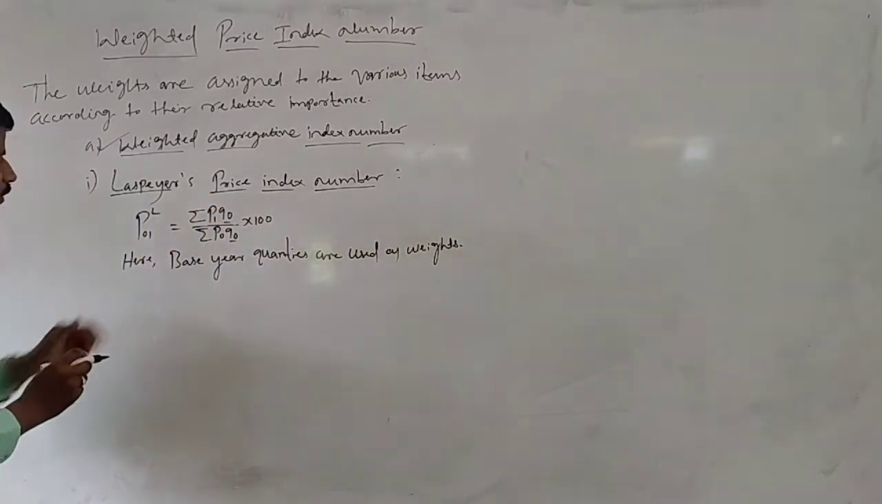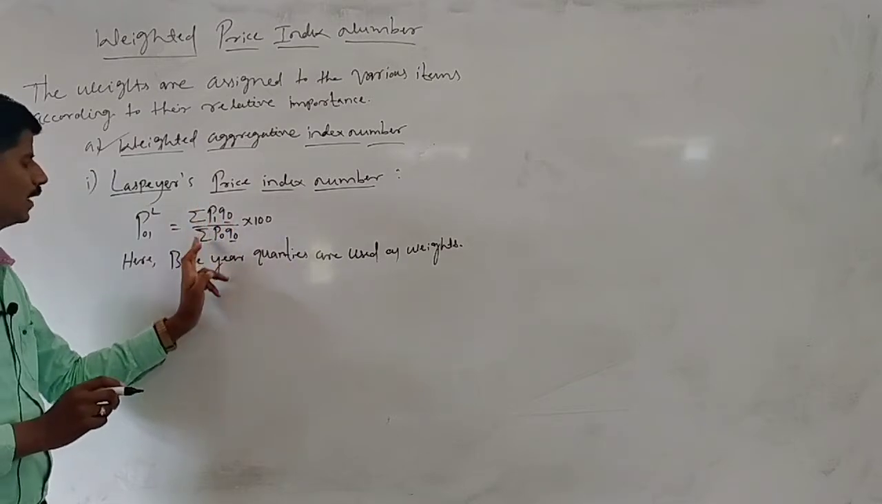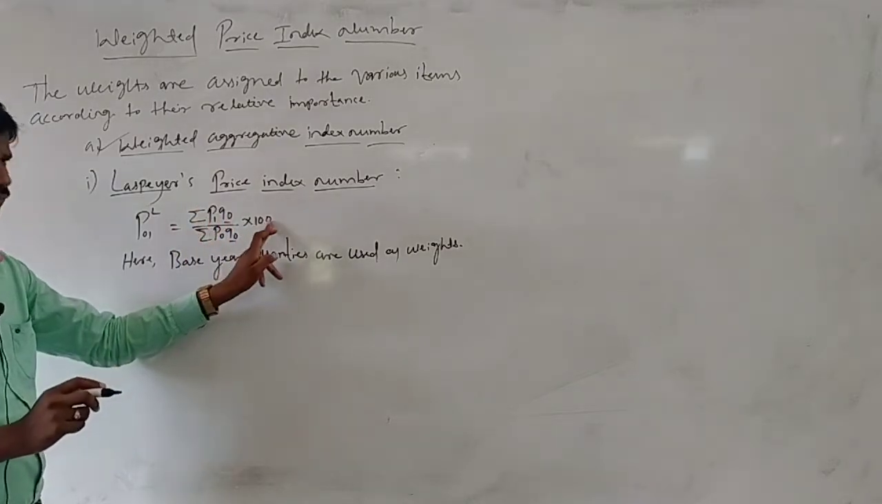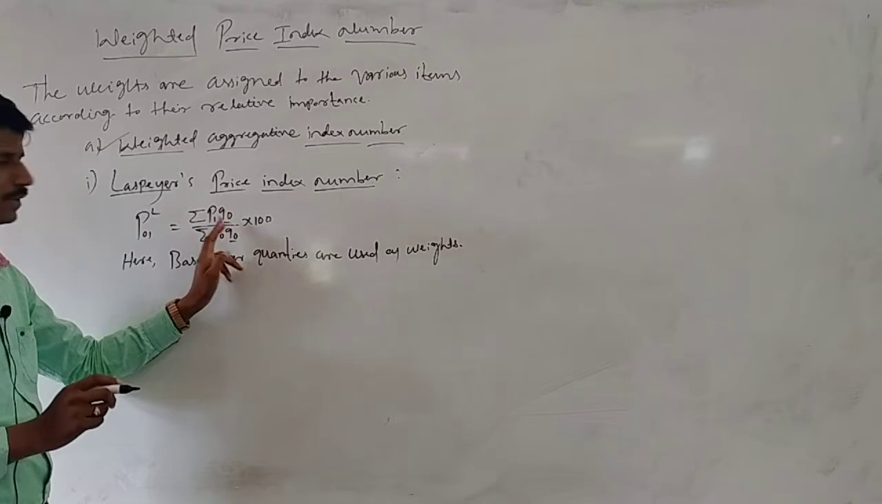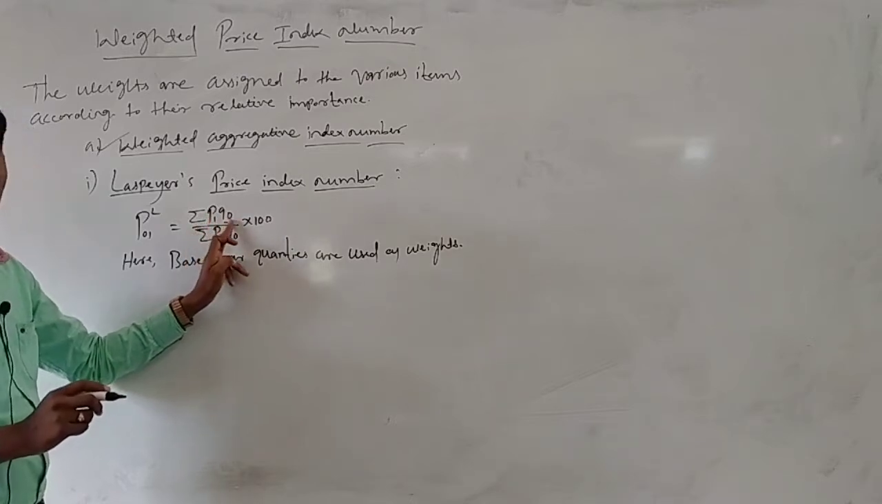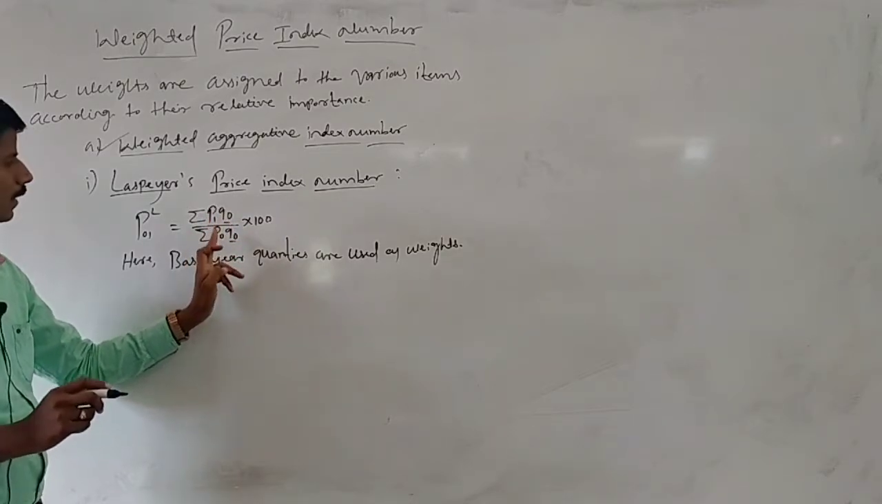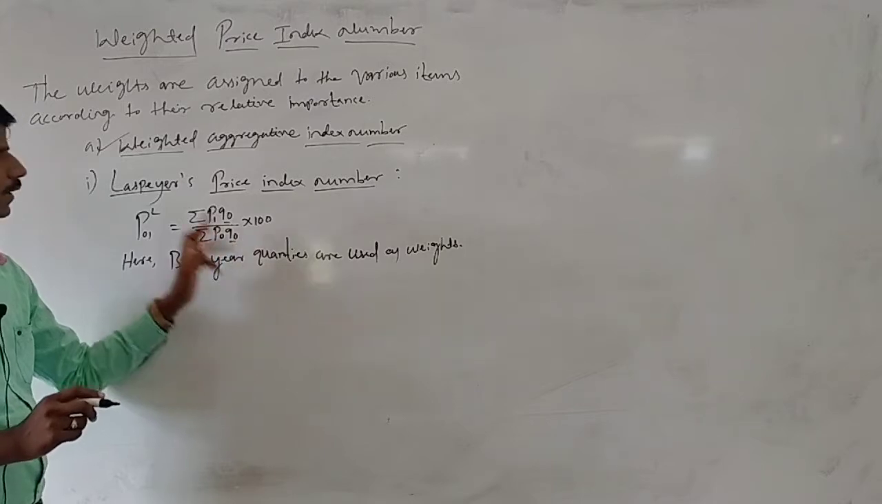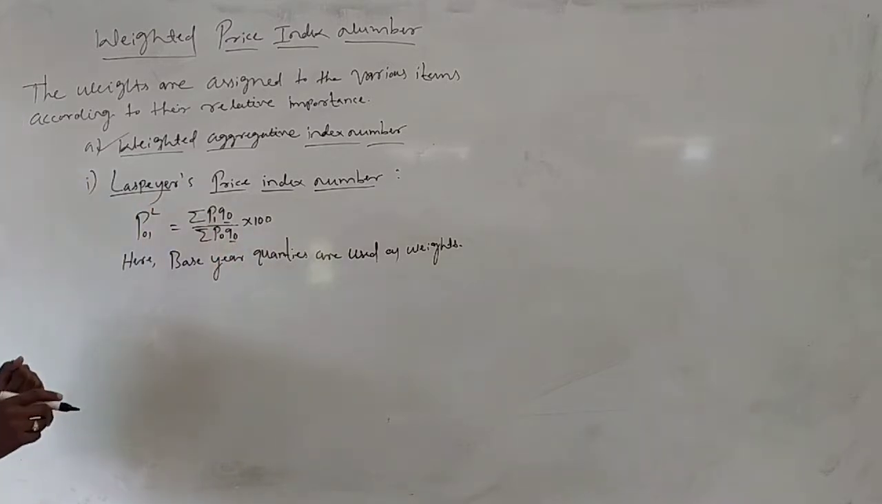That is P01 equal to sum of P1 Q0 by sum of P0 Q0 into 100. Here P1 Q0 means current year price into base year quantity, and P0 Q0 means base year price into base year quantity. That is about the Laspeyres price index number.